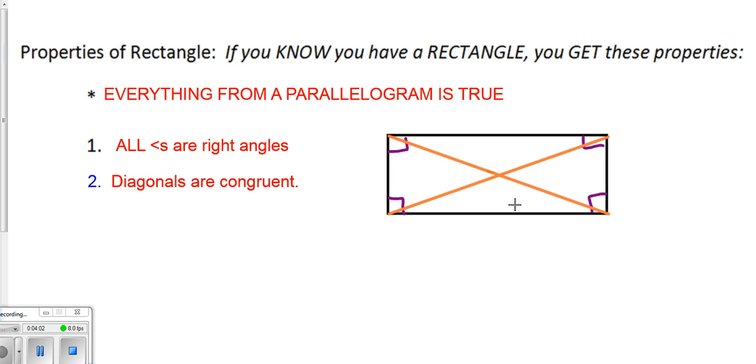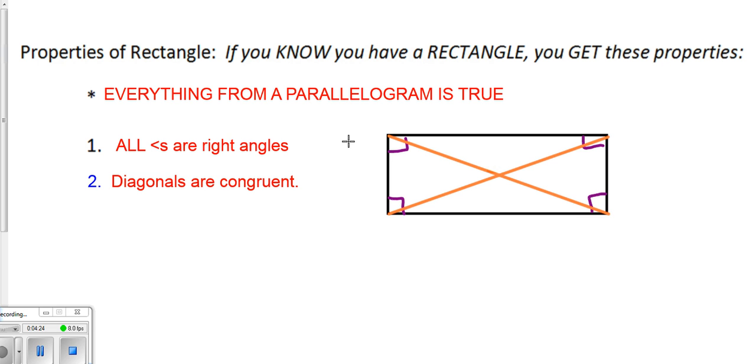Each one has to be the same length. So the diagonals are congruent to each other. This corner to this corner is the same as this corner to this corner. Okay, so again, you can kind of imply some things from that as well. Other different triangles might be congruent from that, but these two properties are for sure true.